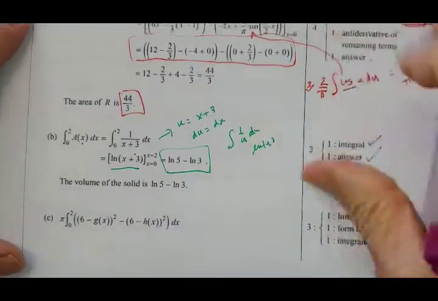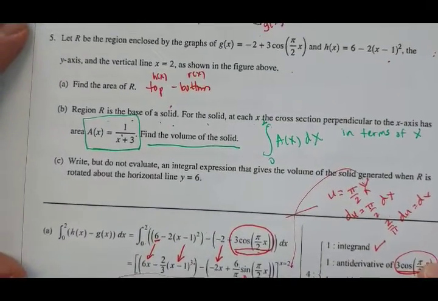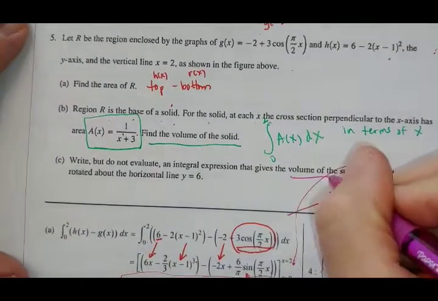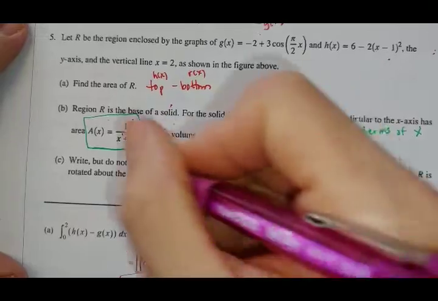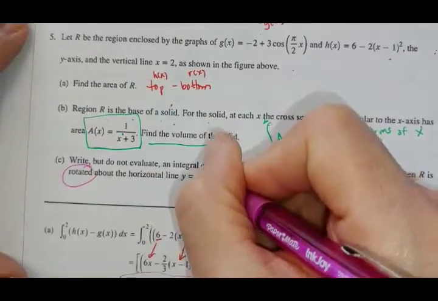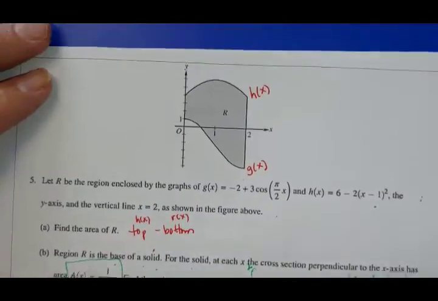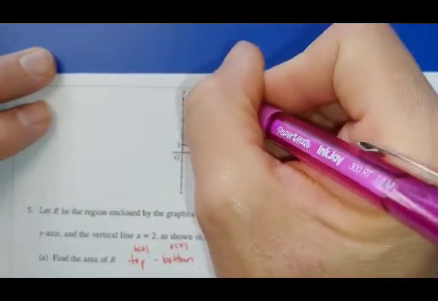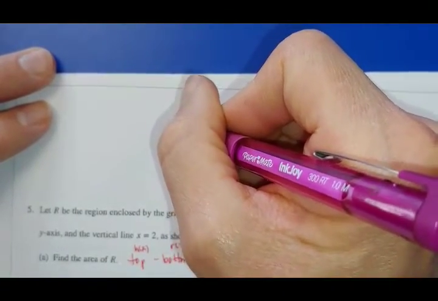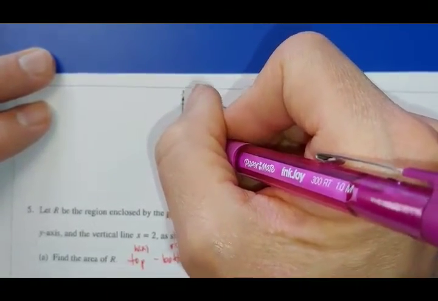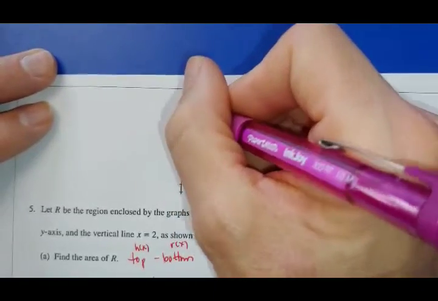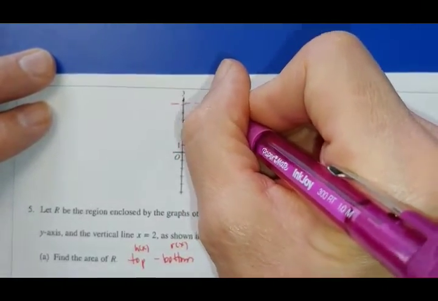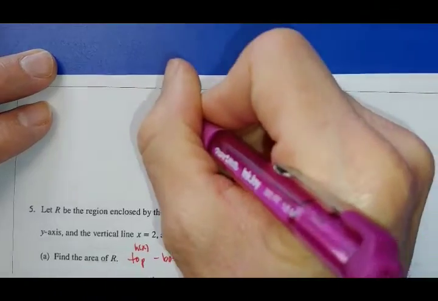And lastly, we're going to write but do not integrate an integral that gives the volume generated when R is revolved or rotated around y equal to 6. So we're going to come back up here to the graph, and we're going to put in 1, 2, 3, 4, 5, 6. We're going to put in the line y equal to 6.